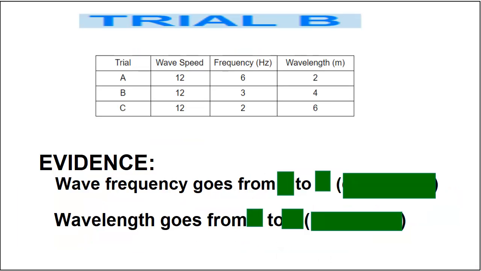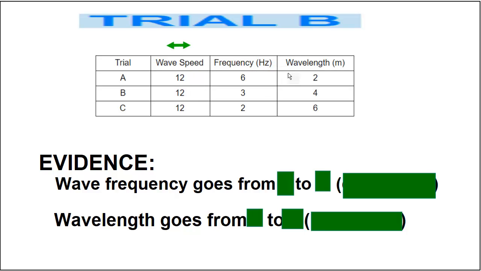All right, let's try one more example to make sure you're getting this, because you have to be able to do both kinds of answers. So we're looking now at trial B. Remember, we're looking at the numbers first. You want to write the evidence first. You just describe what's happening to the numbers. What I'm noticing right away is that one of these is not changing. So what's the one we're going to basically ignore because it's not changing? We are going to ignore wave speed, right? Because wave speed is staying 12 the entire time. It's constant. So it's not going to be in any of our evidence. We are going to look at frequency and wavelength.